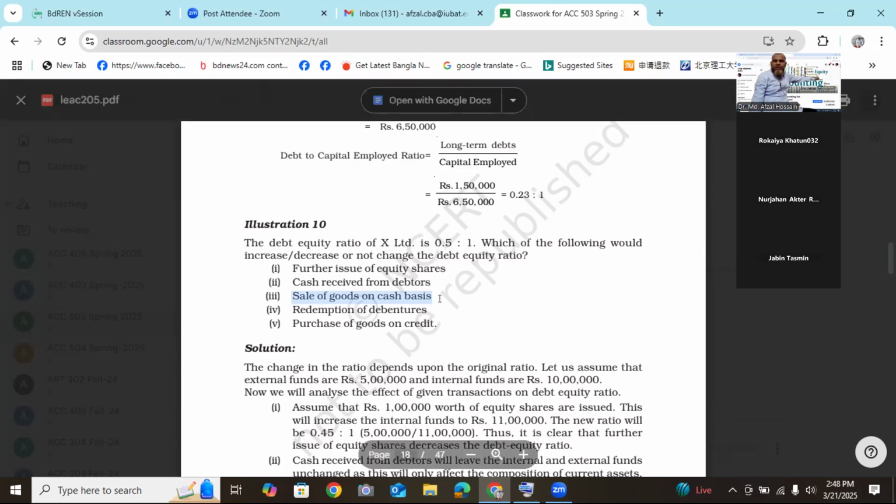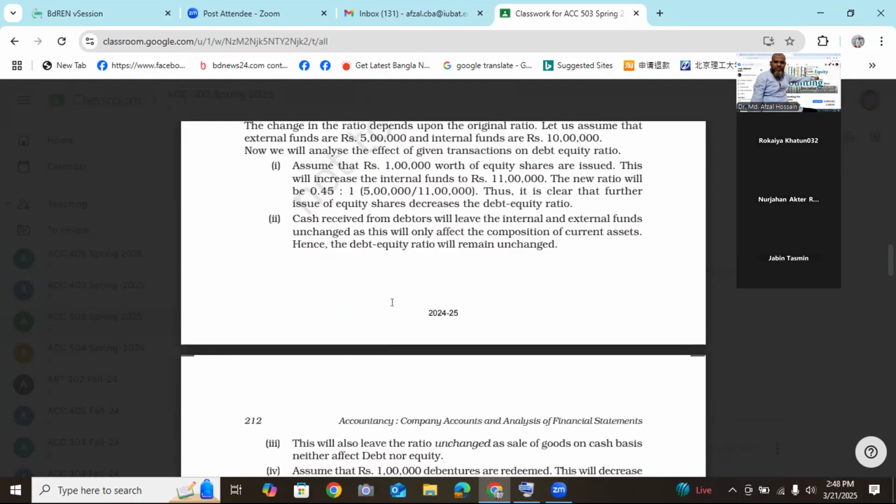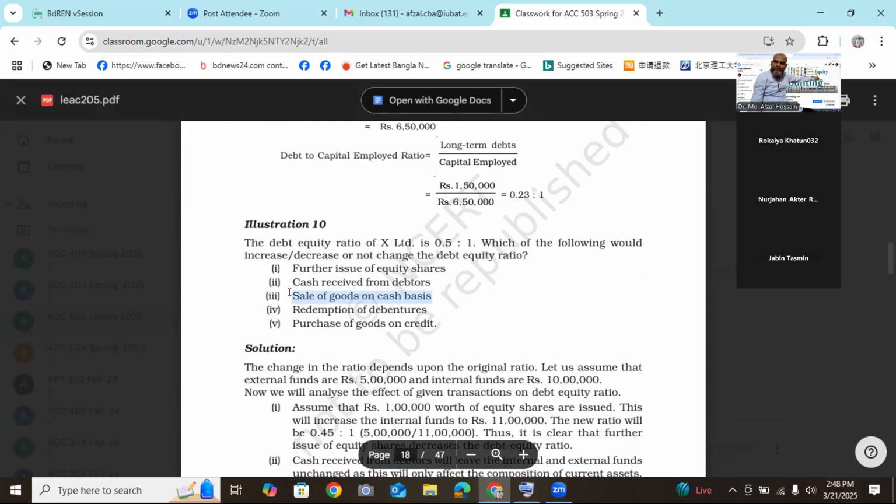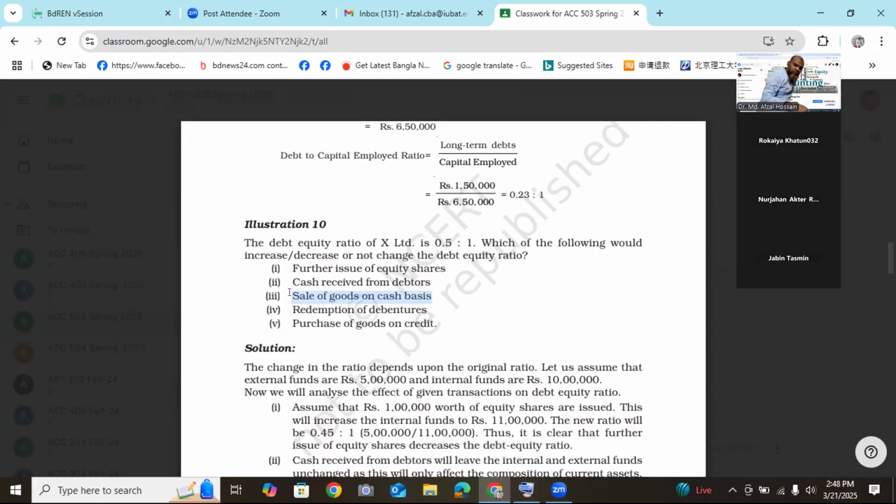Is there any change in the debt to equity ratio from sale of goods on cash basis? If you sell goods on cash basis, you receive money, and this does not change your debt and equity. So no change. Number 3, no change. All of you understand this? Yes, sir.